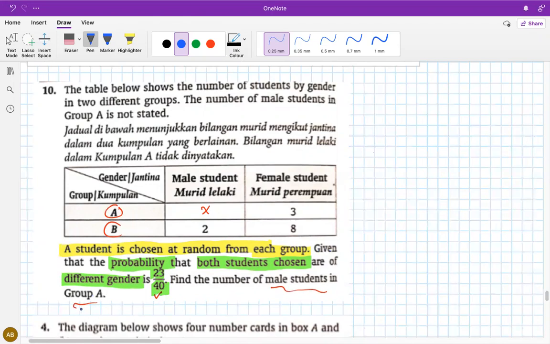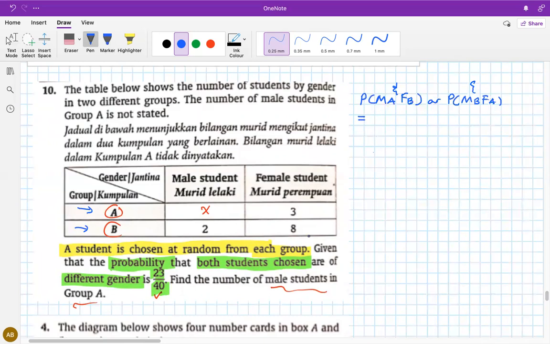So you can see here I already highlighted. The probability of getting a different gender means male from group A and female from group B, or the probability of getting a male from B and female from A. So here, let this be x. So we have to multiply.